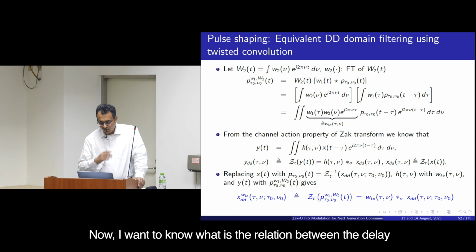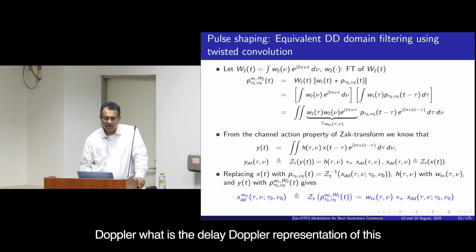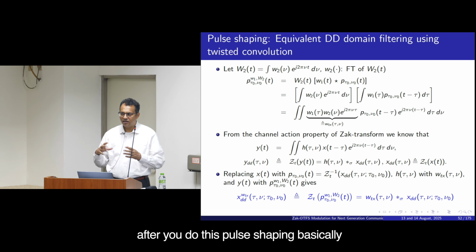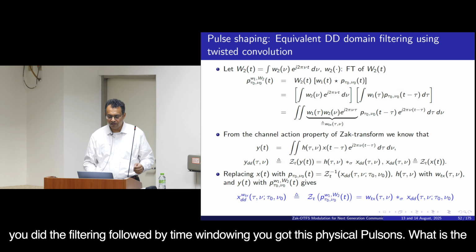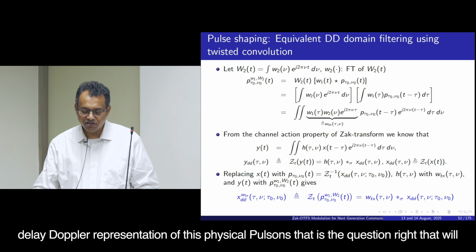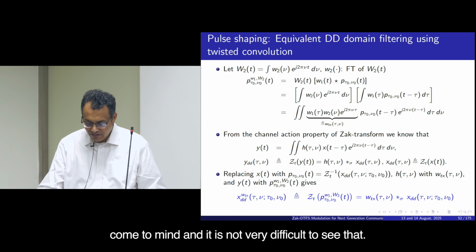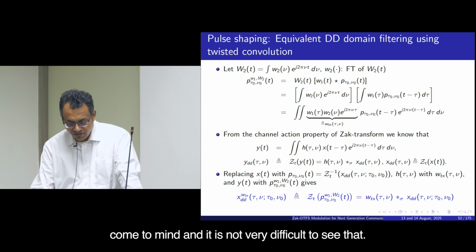Now I want to know what is the relation between the delay Doppler, what is the delay Doppler representation of this after you do this pulse shaping. Basically you did the filtering followed by time windowing, you got this physical pulson. What is the delay Doppler representation of this physical pulson? That is the question, right, that will come to mind, and it is not very difficult to see that.